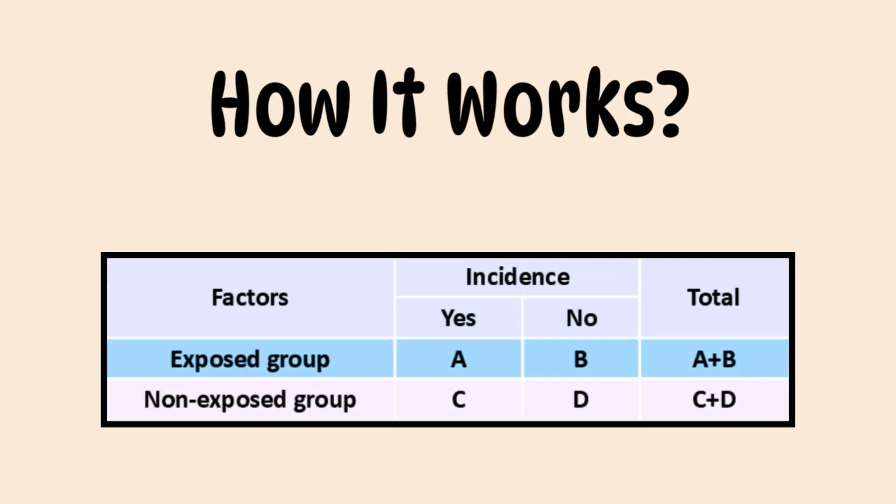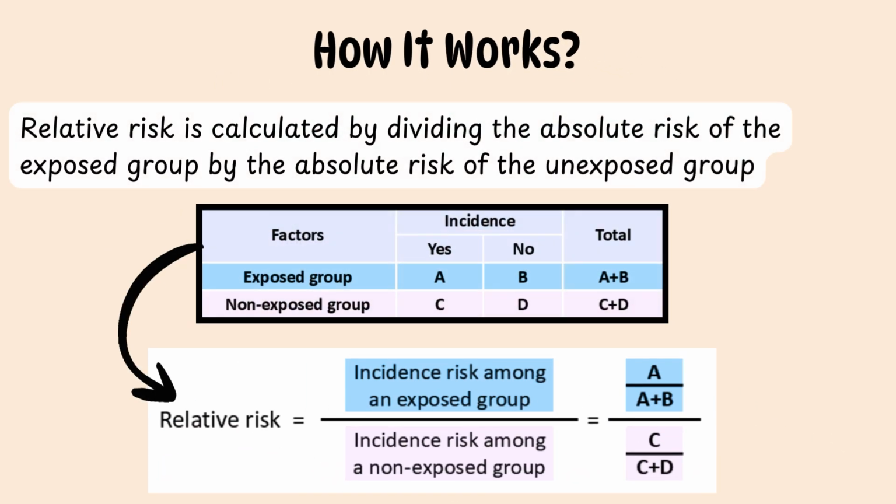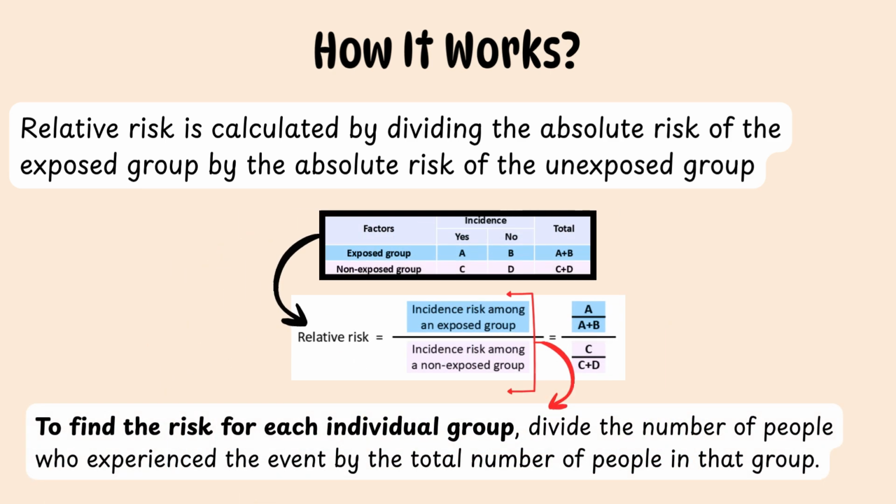How does it work? Relative risk is calculated by dividing the absolute risk of the exposed group by the absolute risk of the unexposed group. To find the risk for each individual group, divide the number of people who experience the event by the total number of people in that group.